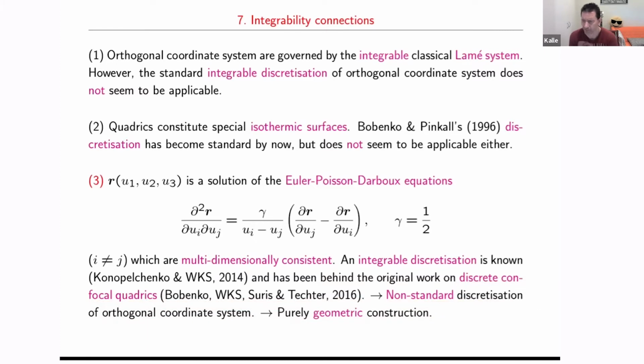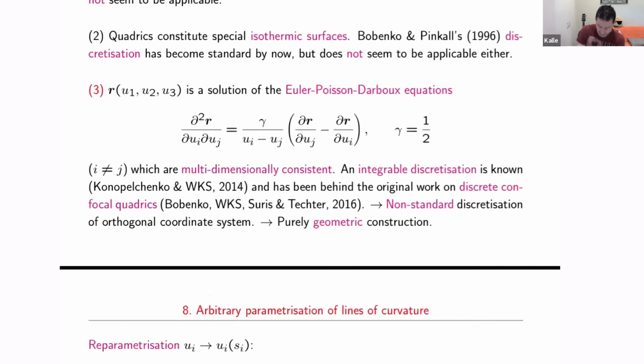By the way, what time did I start? About 3 minutes past 9. Okay, so I've got about 20 minutes. Okay, 19. Okay, good. Right.